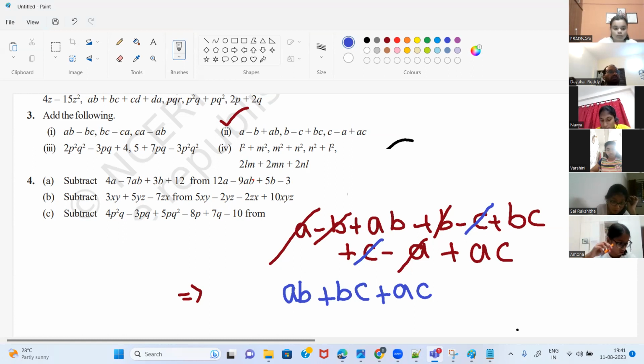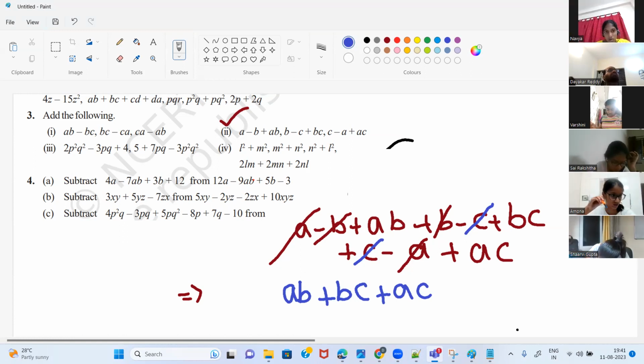Try to solve the third one. Okay, sir. Try to solve the third one. They're doing it.